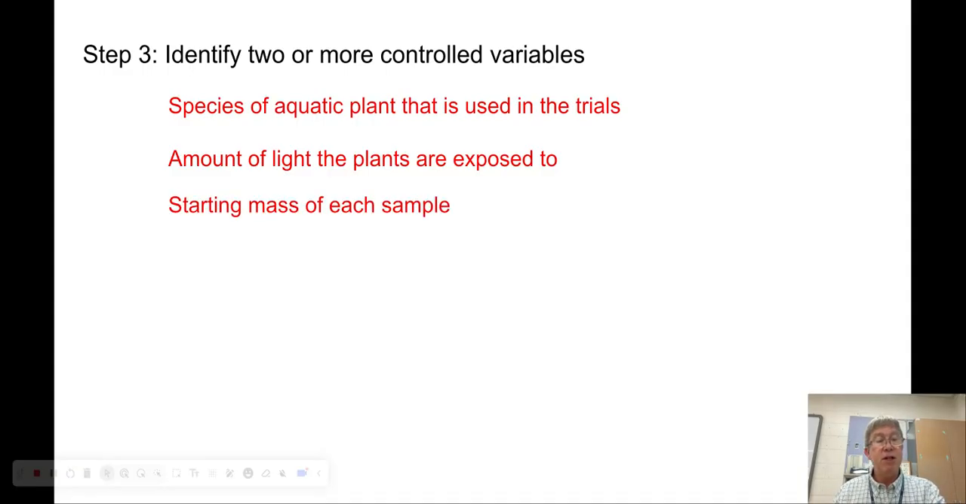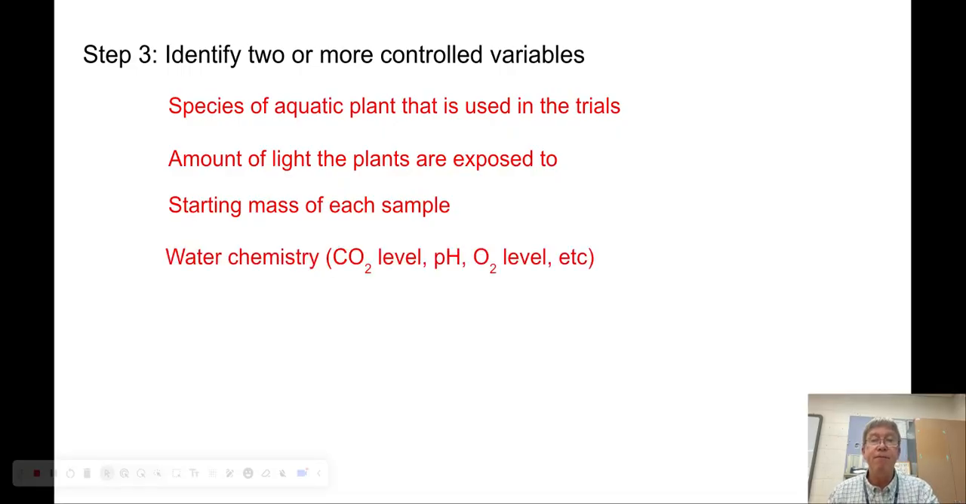How about the starting mass of each sample? If I have a lot of biomass, a lot of chloroplasts present, I'm going to have more productivity. So that could also affect it. The water chemistry, right? If I start off with a lot of carbon dioxide in one and not much in the other, then, since you need carbon dioxide to engage in photosynthesis, that could affect it. So these are just 4 examples of things that could affect the productivity of the plant other than temperature. I want to make sure they're the same between all the samples that I'm examining here.